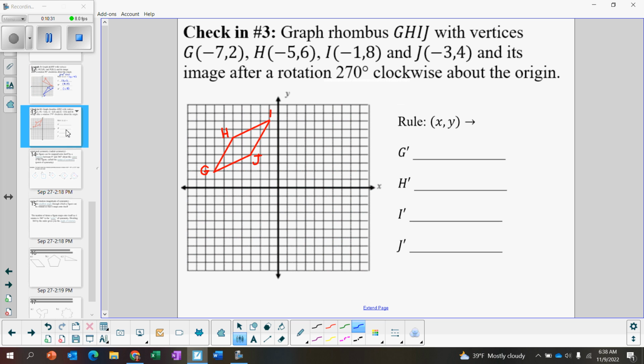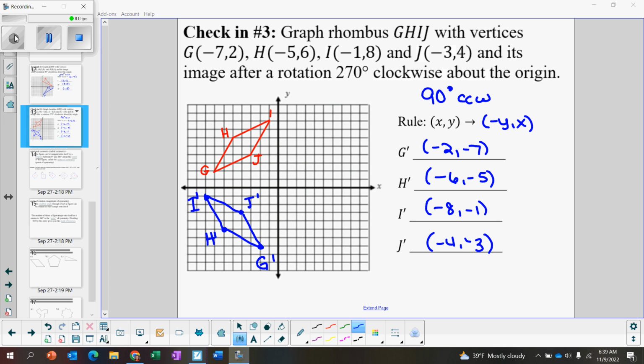So you're going to try the next one. Pause, and when you're ready to see the answer, hit play. All right, so for our check-in, a 270-degree clockwise rotation is 90 degrees counterclockwise. That rule is (-y, x). So we get the points (-2, -7), (-6, -5), (-8, -1), and (-4, -3).